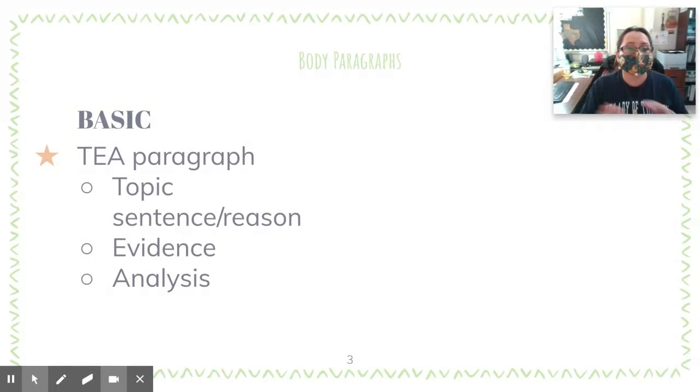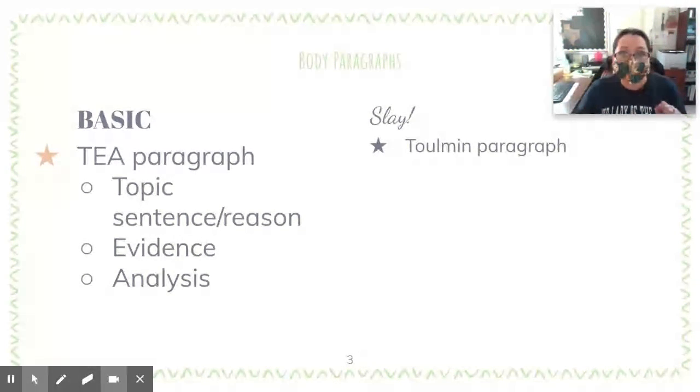T is golden. It works. This is what we need to be doing all the time. Now, if we're doing more of an elevated stance, showing that we are a complex, diverse writer, that we have a lot of tools in our writing box, then that is where we go slay. And the slay version, as you guessed it, is the Tolman paragraph, because that is the T paragraph on steroids. That Tolman paragraph has one-upped it.